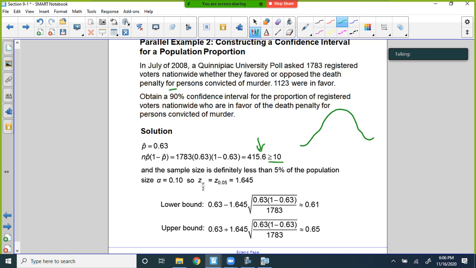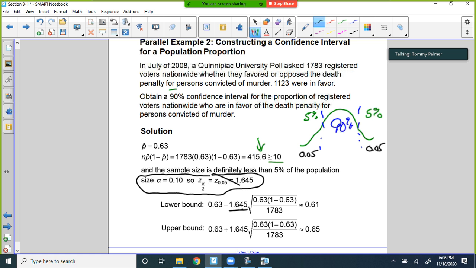right? So right here, this is 90%, right? Which leaves us 10%, right? So we've got 5% over here and 5% over there, which is how much in area? 0.0 what? That's right. Now, you see this 1.645? If you were to go look at a z-table of 0.05, you would get 1.645.